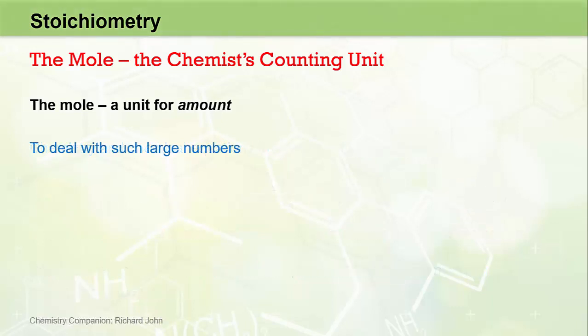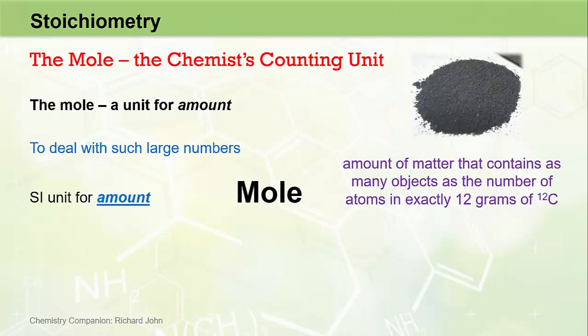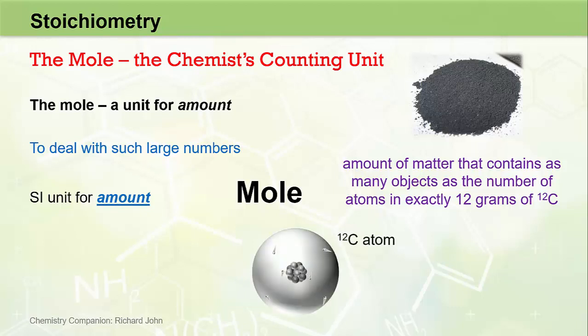So to deal with such large numbers of atoms, molecules, and ions, we introduce the SI unit for amount, called the mole. Now, the technical definition of the mole is the amount of matter that contains as many objects as the number of atoms in exactly 12 grams of carbon-12. And it's not a coincidence that the definition of the mole is linked to the carbon-12 isotope, in the same way that our definition of atomic mass units was also linked to the carbon-12 isotope. And we will see in subsequent videos how that link arises.